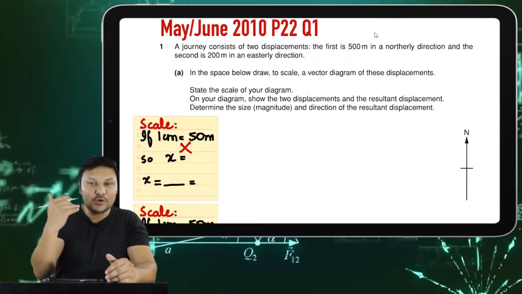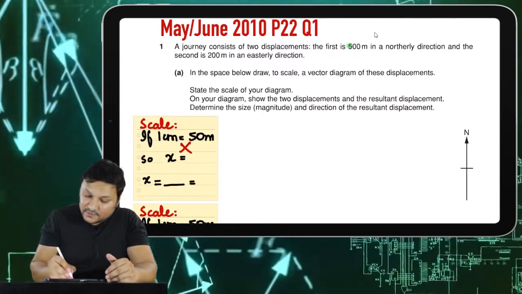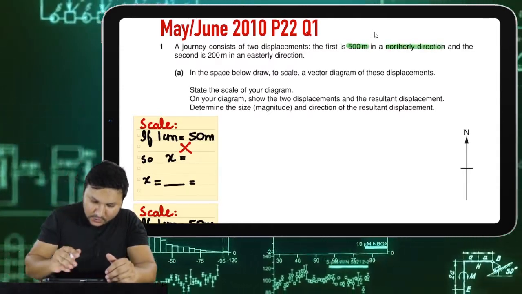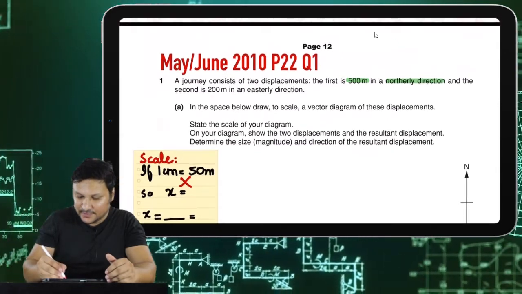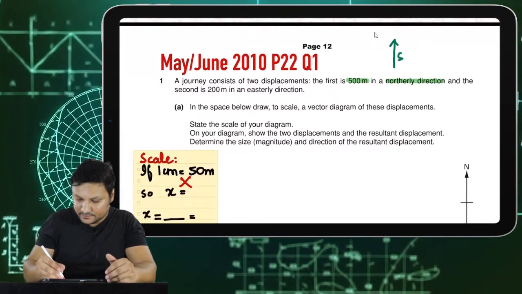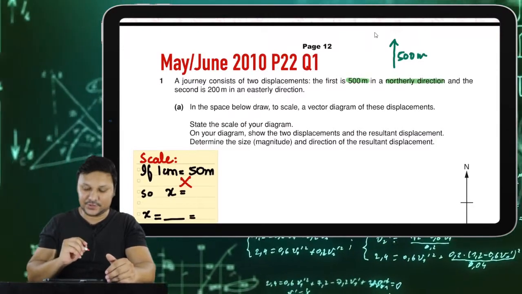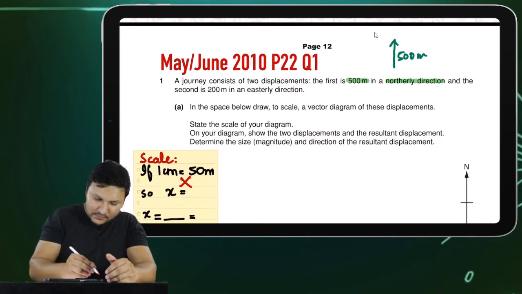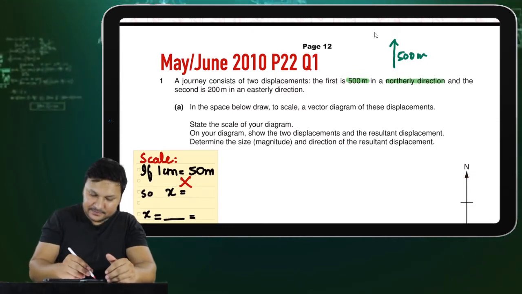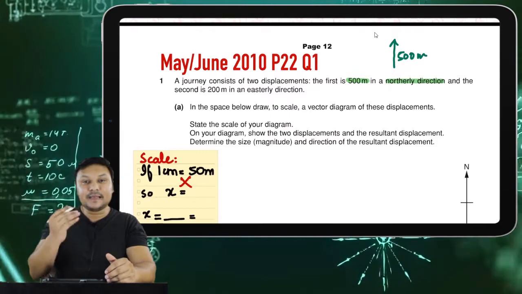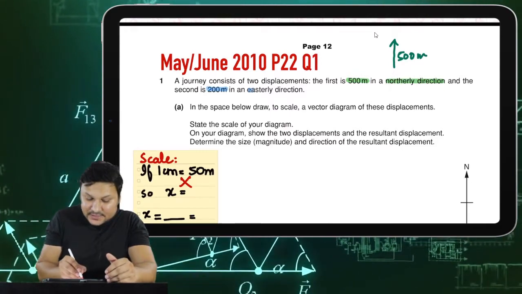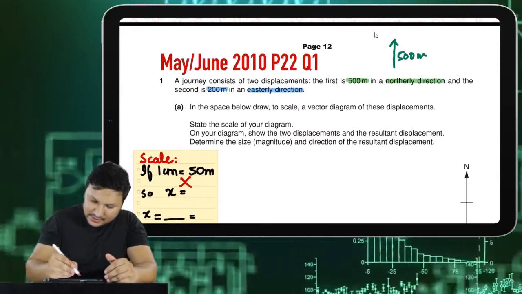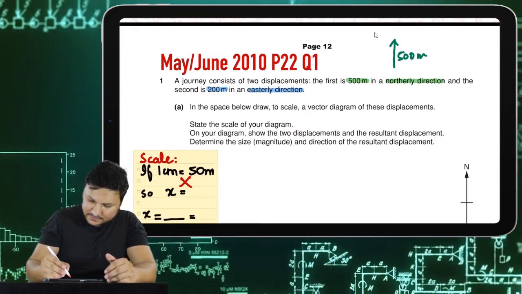a journey consists of 2 displacements. First is 500 meters in northerly direction. Draw the dummy. As I told you in the previous video, dummy is very helpful. In northerly direction, north is upwards. And the second part is saying, the second vector is 200 meters in easterly direction. That means I'll draw a vector of 200 meters in east, like this.